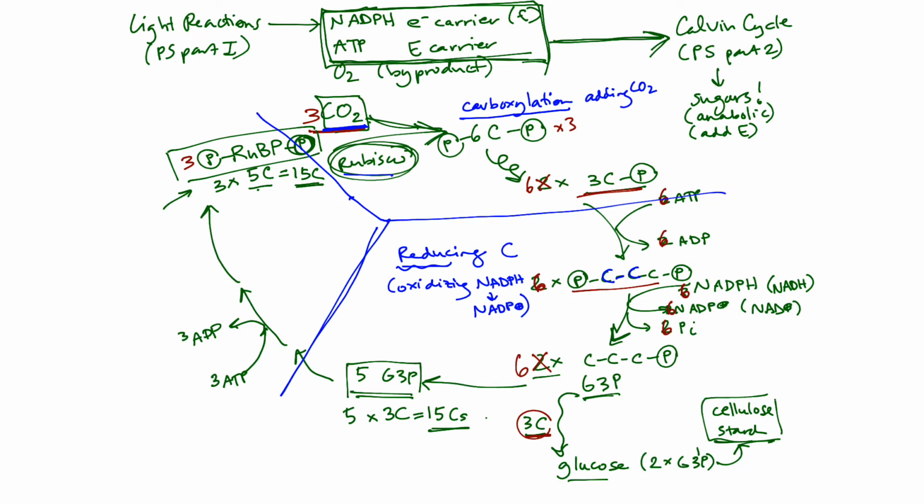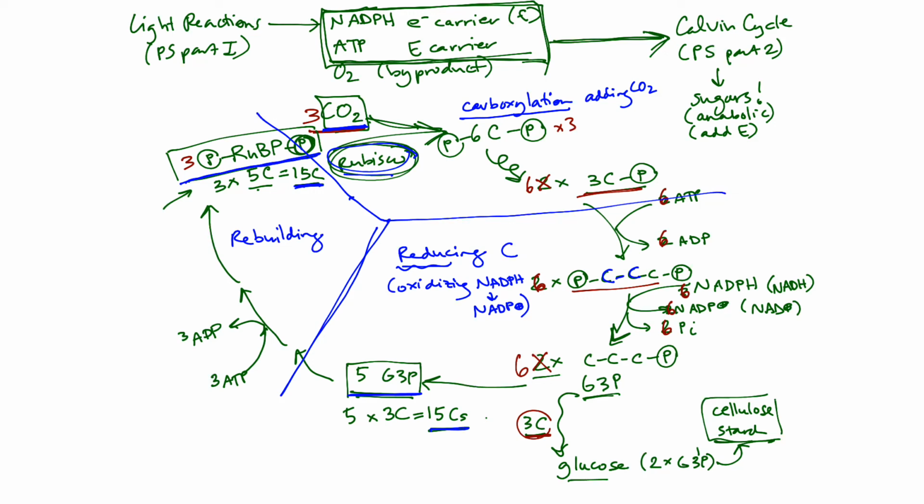Last but not least, this is the rebuilding phase where we're reorganizing these 5 G3P molecules, or 15 carbons. We're rebuilding and rearranging them into 15 carbons, but they're in a 5-carbon molecule now of ribulose bisphosphate. And that's made up so that we can start this pathway all over again with the help of Rubisco.